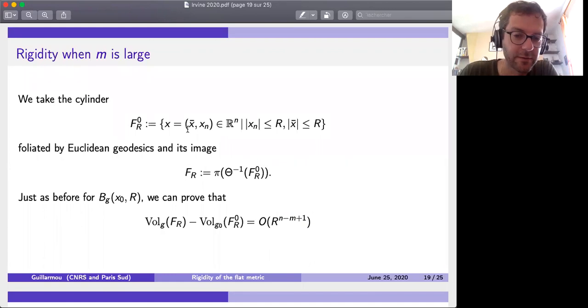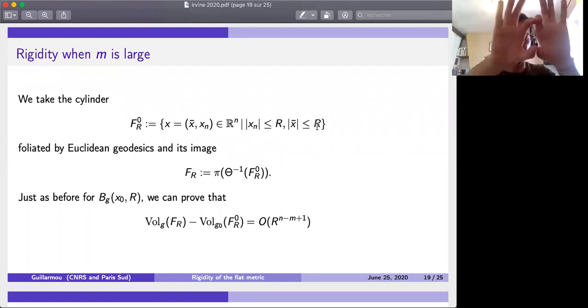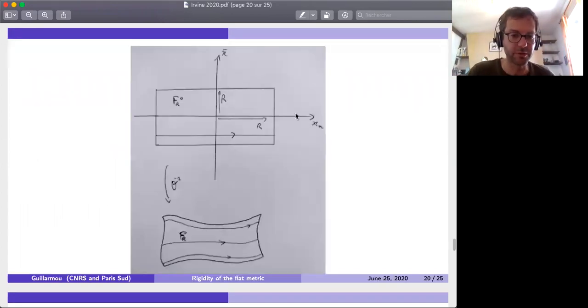So we write the coordinates in Rn as (x bar, xn), where xn is the last coordinate in Rn. And we take xn to be less than r in modulus and x bar to be less than r. So it's really a big cylinder like this. I will show you the picture. That's this F of R0, sorry. So it's just a Euclidean cylinder, where x bar is in Rn minus 1 and xn is in R. And you see that it's foliated by horizontal geodesics.